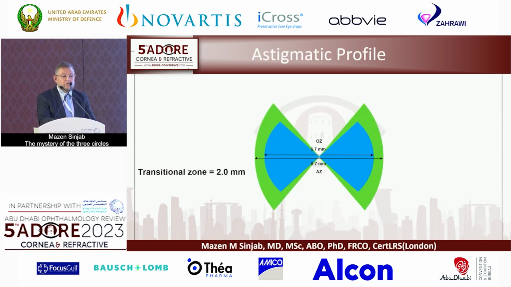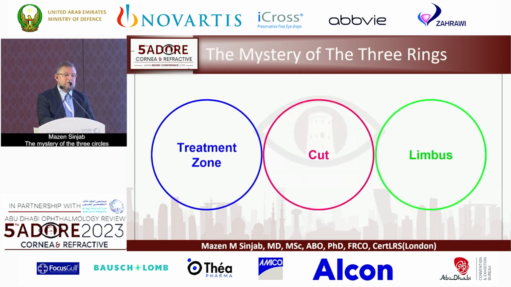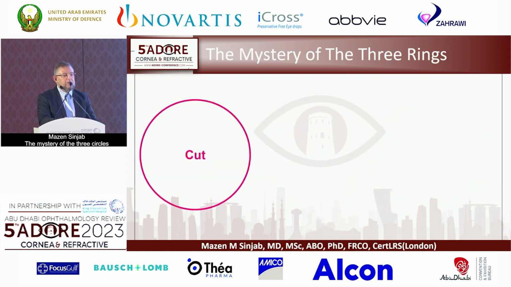And if we treat the astigmatism, usually we put 6.7 millimeters optical zone, and the transitional zone is usually 2 millimeter. So it will be 8.7. And if we are treating myopia, usually we put 6.5 millimeter, and the ablation zone will be 8 millimeter. So just remember that what you put is not only the thing that is going to be treated. Now we come to the cut.